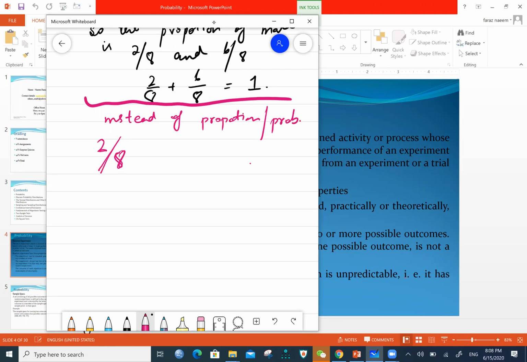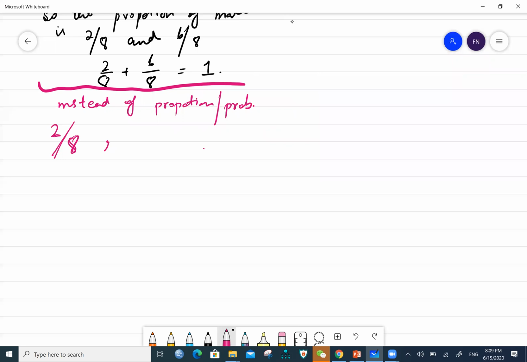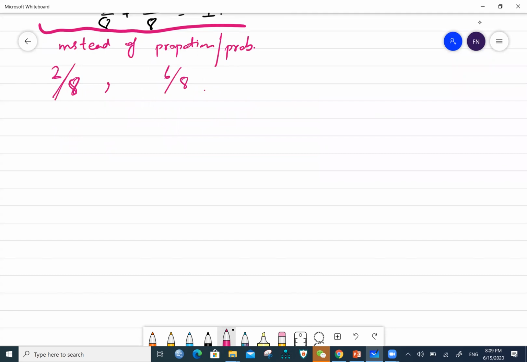Okay. So similarly, if I say that I select one female student from this class, what is its probability? In that case, we will say that its probability is 6 by 8. Understand? Okay. Now, this is one concept.